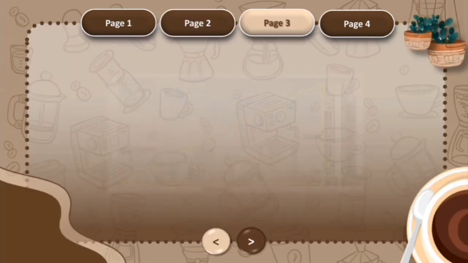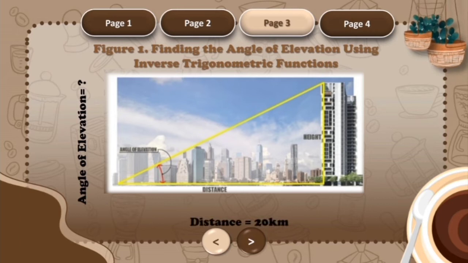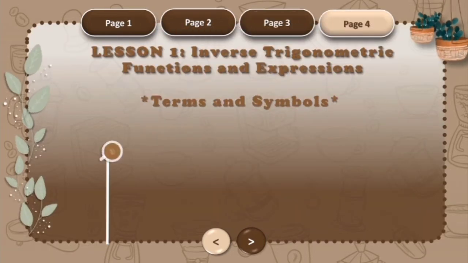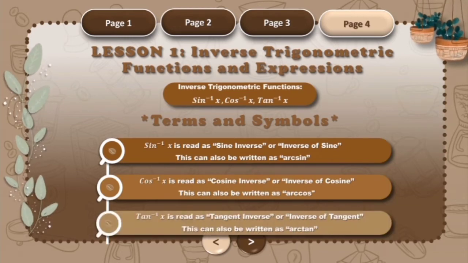So, basically in figure 1, it is understood that inverse trigonometric functions are usually used in finding the angle of elevation if the horizontal distance as well as the height of the building is known. Now that we know the important details of both trigonometric functions and inverse trigonometric functions, let us proceed to the terms, symbols, and expressions of the inverse trigonometric functions.